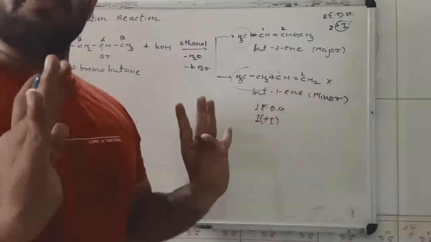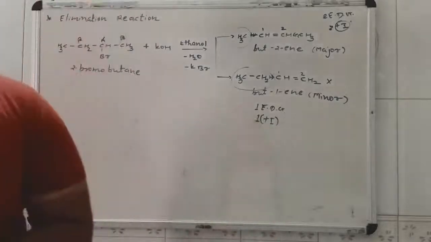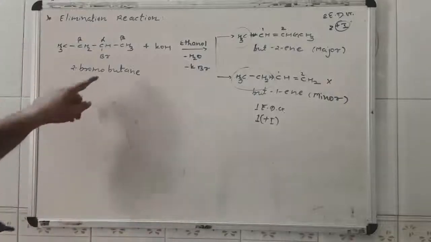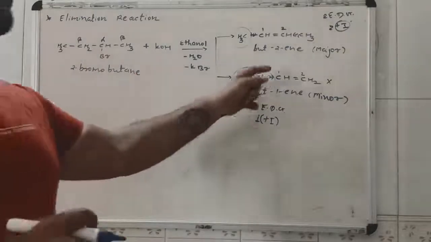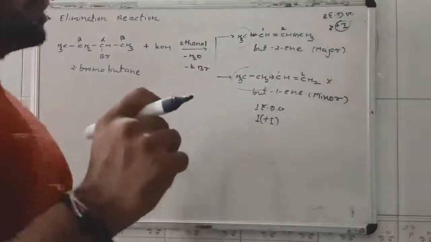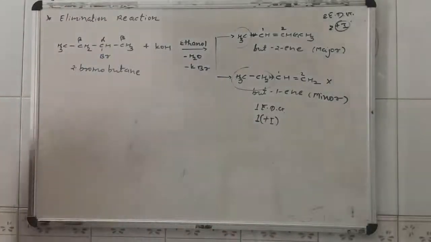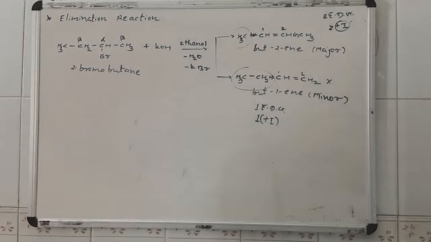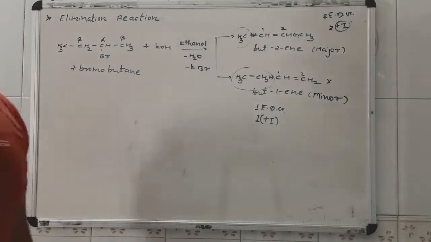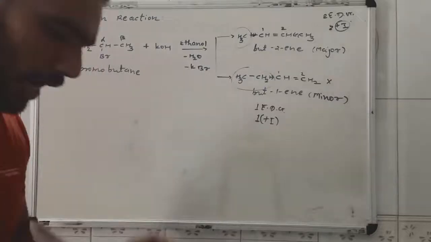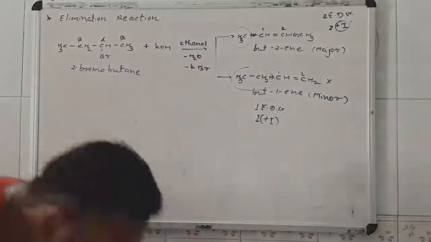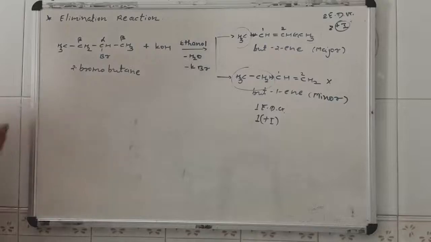So I hope you can find a number of examples like that, where you find compounds containing more than one beta carbon or more than one beta hydrogen, solve them, and decide which one is the major and which one is the minor. But as I told you, you should take care of only one thing: the compound must have more than one beta hydrogen, and only then can you get this process.